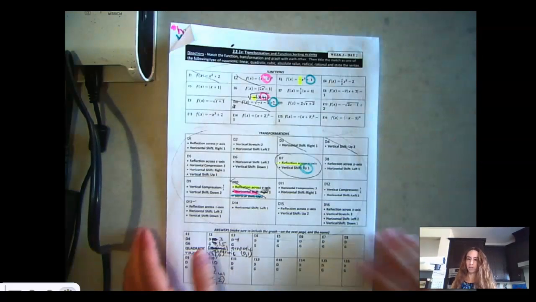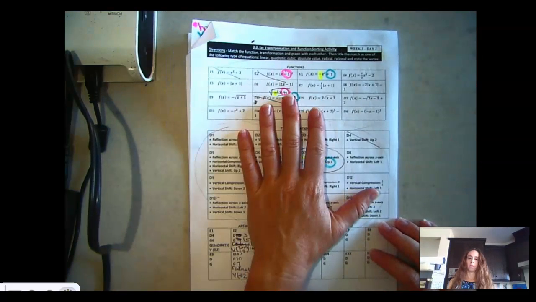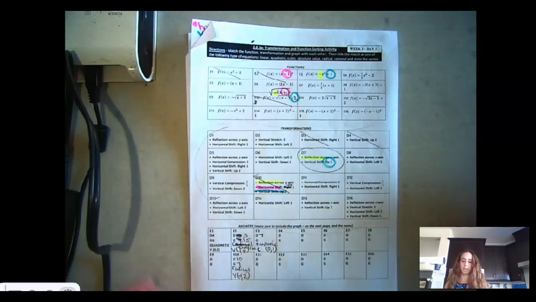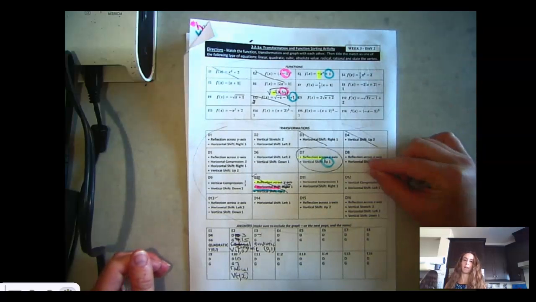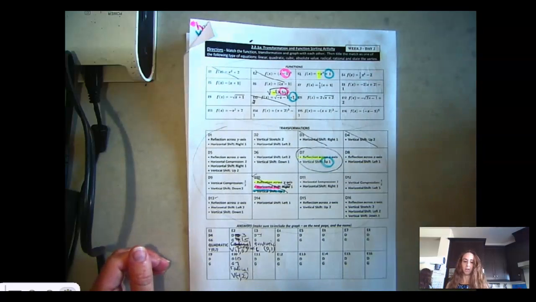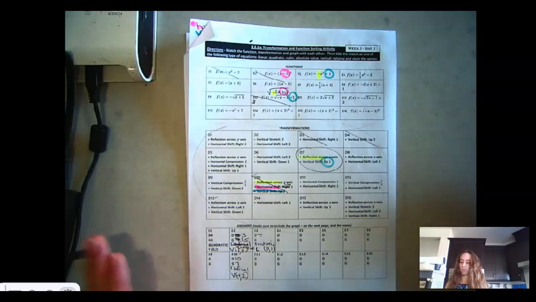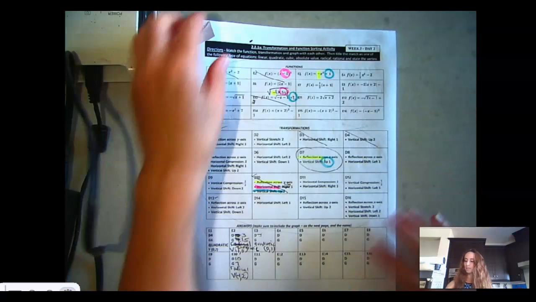So I originally had made a video for this. This was a matching activity, and the purpose of the matching activity was something to do in class where you would take this and match it to the transformation and then match it to the graph, which is on your next page. Eight minutes into that video, it was a hot mess. So I abandoned it, and I made this worksheet. You have a PDF form of that.